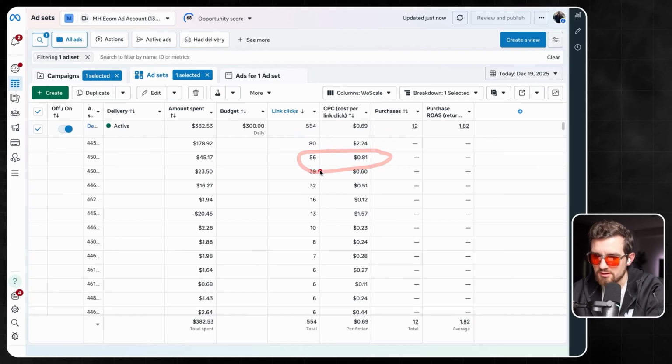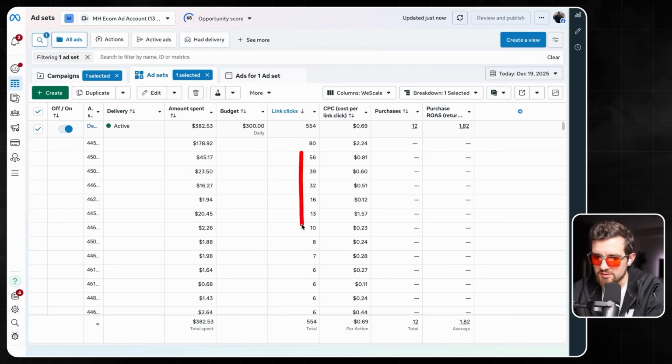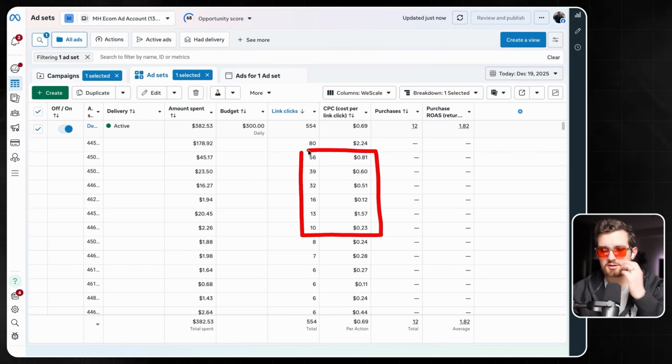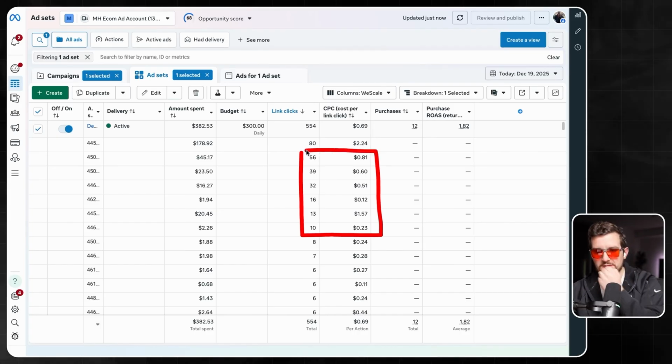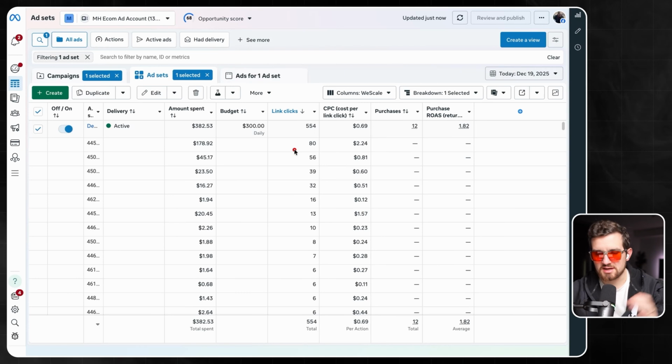56 at 81. So this one I'm just leaving out because, yeah, it got a lot of link clicks, but it's really expensive. But then going down to about here, I see a good list of designs that we could turn into statics. So again, we're just looking for designs that stand out from the bunch, and then we turn them into static ads. So now let's go take a look to see sales examples.